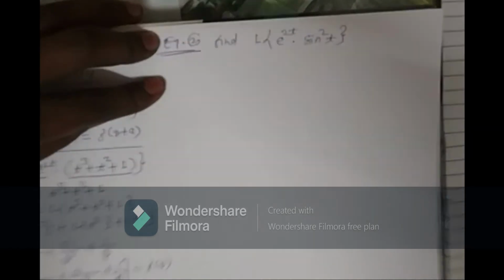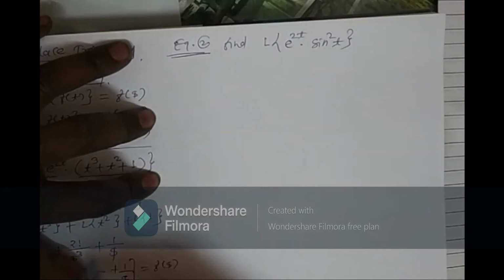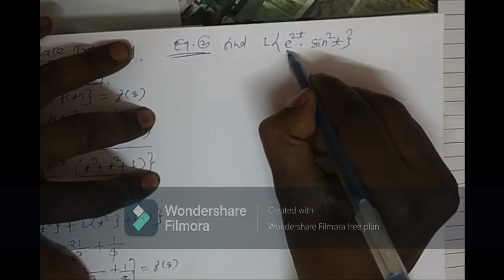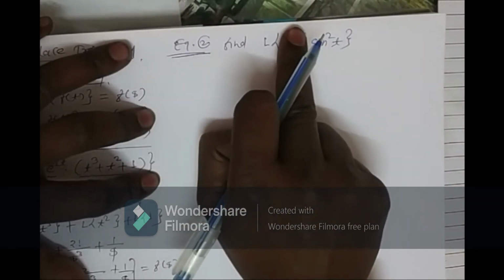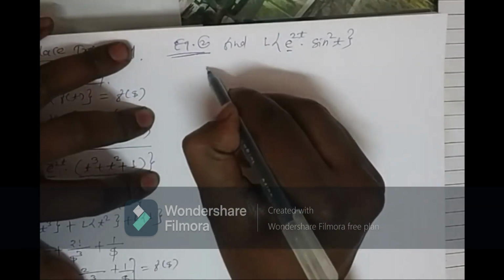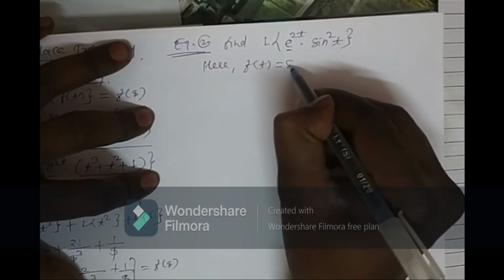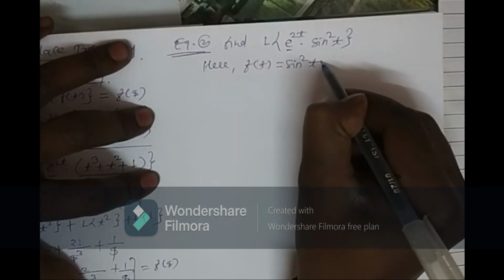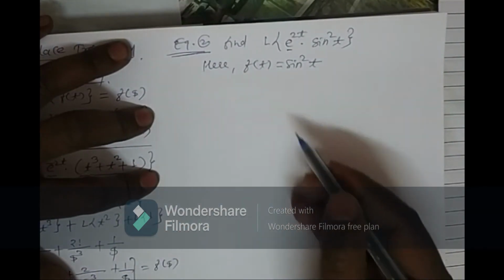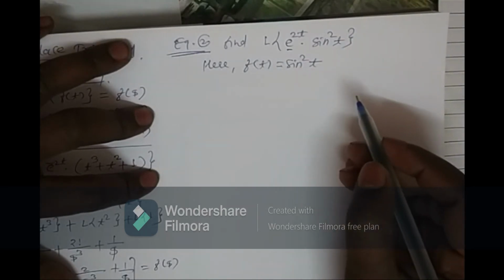Okay, look at this. So here if you remove this e raised to 2t, then what is remaining? That is sin square t, and this is our f of t. Okay, so here f of t is equal to sin square t. Now we know how to solve this particular example. Already we have seen such types of examples in type number 1.